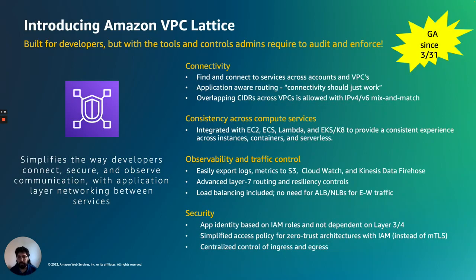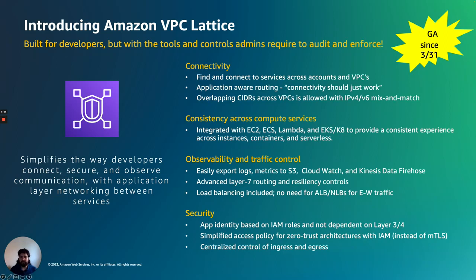With this, I'm pleased to announce and introduce Amazon VPC Lattice, which is generally available since March 31st. Built for developers, but with the tools and controls admins require to audit and enforce. VPC Lattice provides connectivity, so you are able to find and connect services across accounts and VPCs. It supports application-aware routing, and it supports overlapping CIDR blocks across VPCs. It is allowed with IPv4 and IPv6 in a mix and match fashion.